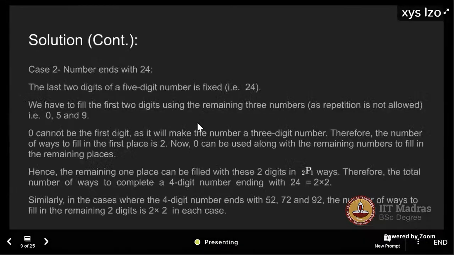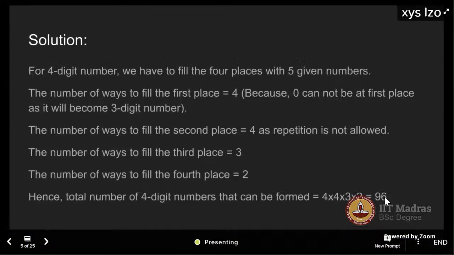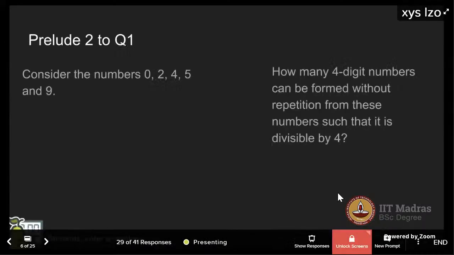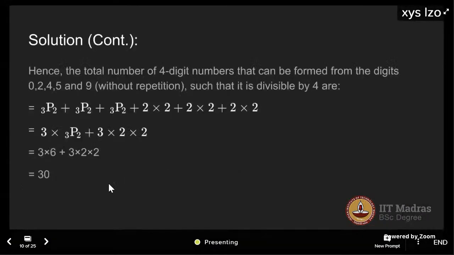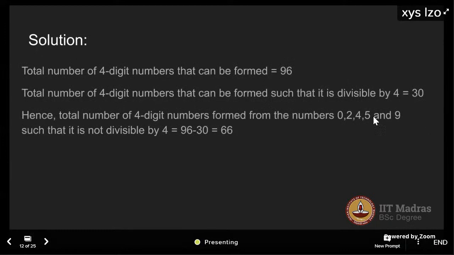Here, how many 4-digit numbers can be formed? 196, right? So total numbers we can form are 96. Of those, which are divisible by 4 are only 30. So the remaining ones are not divisible by 4. Right? So it's 96 minus 30, 66. Okay, sir.